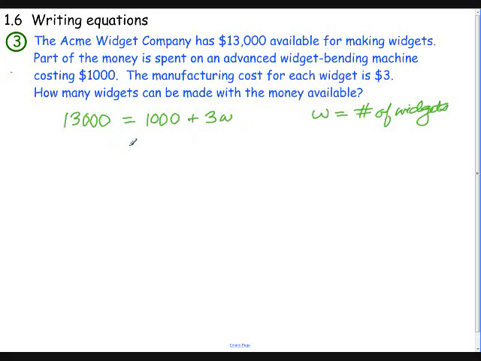I subtract using, what is that property? That's right, the addition property of equality. I subtract 1,000 from both sides. So I get 12,000 there, and of course that zeros. How many widgets can I make? I'm going to divide both sides by 3. I can make 4,000 widgets.